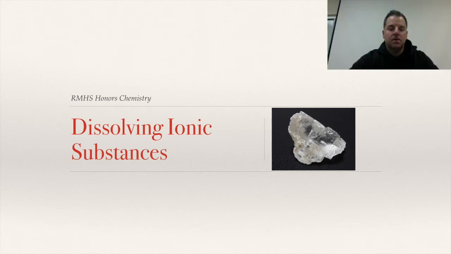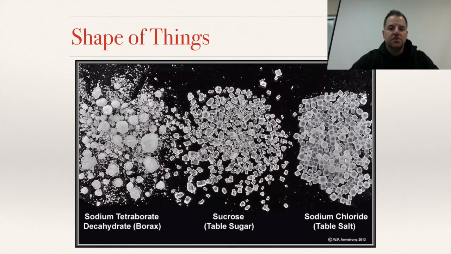I want to talk about what happens when ionic substances dissolve. Let's first take a look at some ionic substances and some molecular substances. On the right we have table salt, which is an ionic substance made of a metal and nonmetal, sodium chloride. We've got sugar in the middle, which is a molecular substance, and some borax as well.